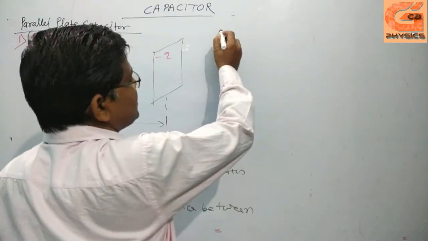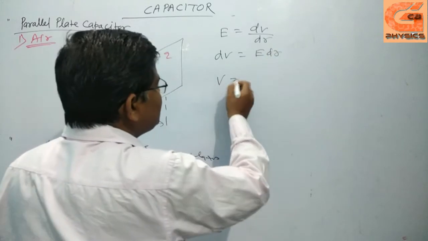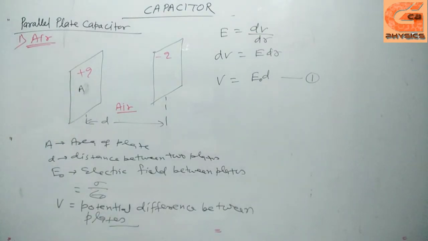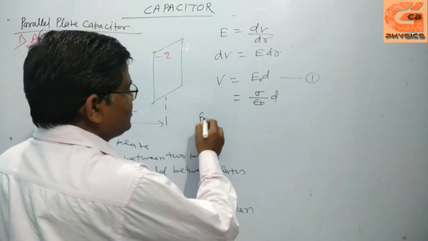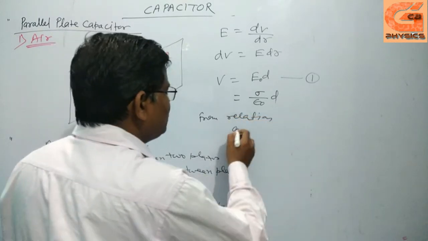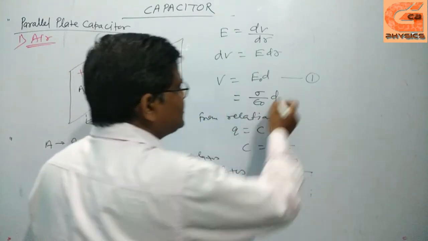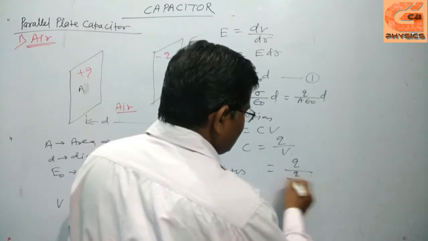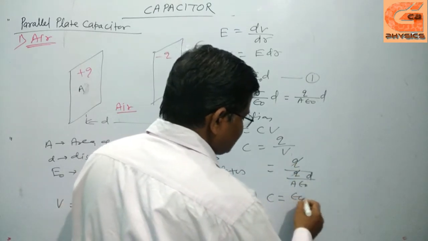As you know, E equals dV by dr, so dV equals E dr. Similarly, V is equal to Ed. Considering E naught, V equals E naught D, and E naught is sigma by epsilon naught, so V equals sigma by epsilon naught into D. From the physical relation Q equals CV, C equals Q by V. Q is Q, and V is Q by A epsilon naught into D. Q cancels out, so C equals epsilon naught A by D.